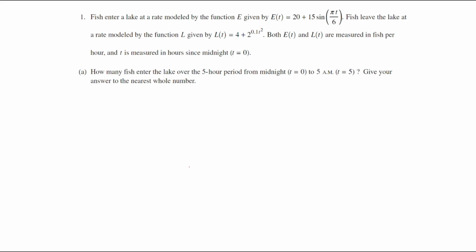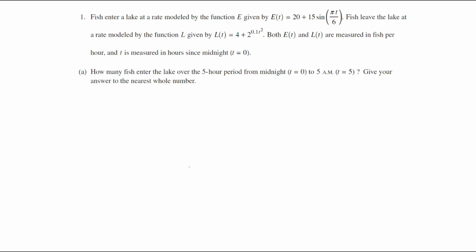All right, this is question number 1 from the 2019 AP Calculus AB exam. It's what I call a rate FRQ, where they give you a function that represents a rate of something. So we've got fish entering a lake at a rate modeled by this function E of t, 20 plus 15 sine pi t over 6. And we also have fish leaving the lake at a rate modeled by L of t, which is 4 plus 2 to the power of 0.1 t squared. And we've got these functions that are measured in fish per hour, and t is in hours since midnight.